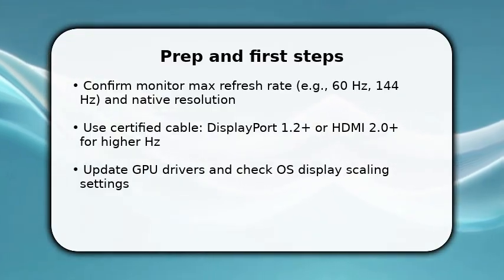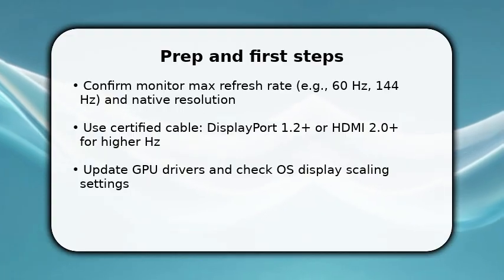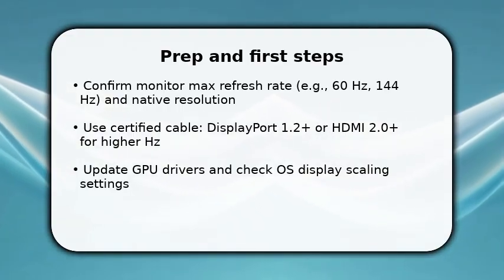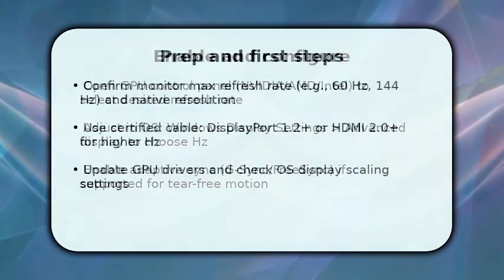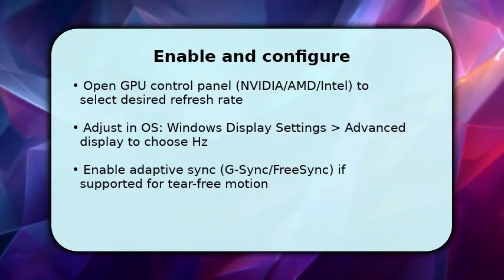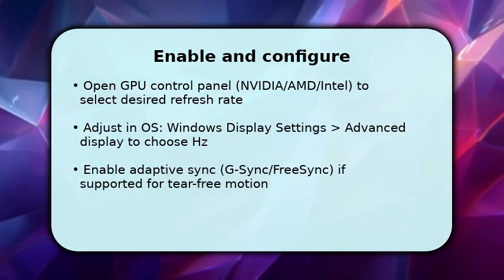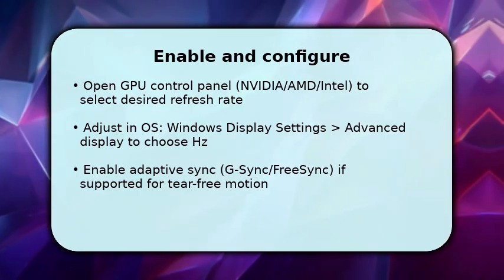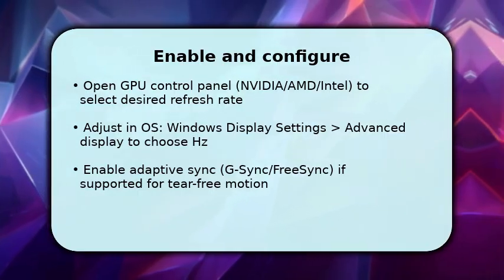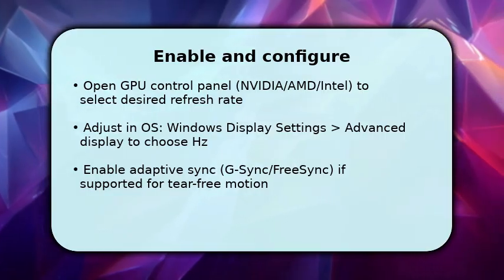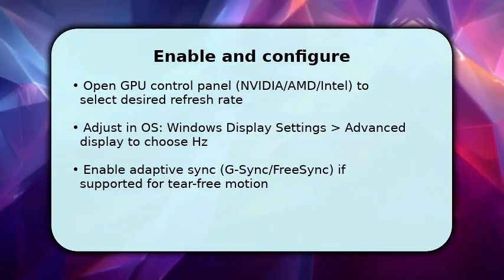Make sure to set the display to its native resolution first, because refresh rate and resolution are linked, and changing one affects available Hz. Next, you open the GPU control panel and pick the highest supported refresh rate. This forces the driver to use that mode. Once selected, go to Windows Display Settings, Advanced Display, and confirm the same Hz is active. Sometimes the OS overrides driver choices.